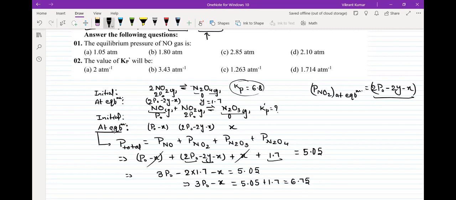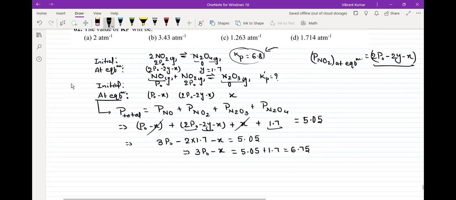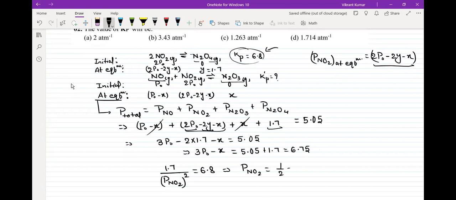6.75. Now, another equation will be coming from here. Kp is given. So we'll write 1.7, which is the partial pressure of N2O4, divided by the partial pressure of NO2 squared. In fact, this whole bracket thing is obtained at once. And this much squared is 6.8, and that's why we can say the partial pressure of NO2 will become 1 by 4's square root, which is 1 by 2, that is 0.5. So P of NO2 we have got, and that is 2P naught minus 3.4 minus X, that is 0.5.